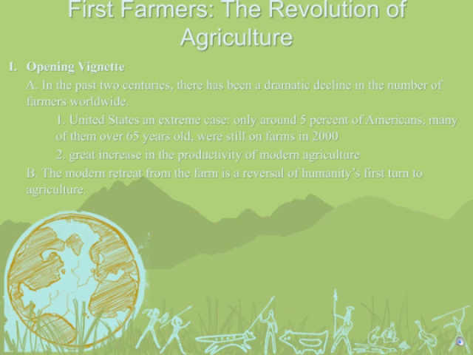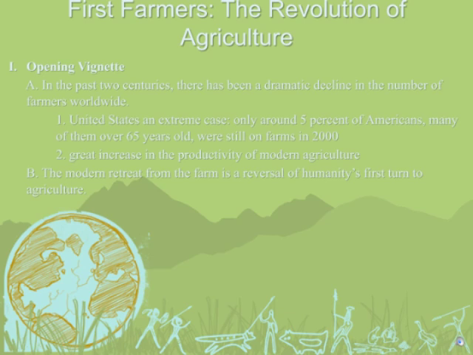All right, so in the past 2 centuries, there has been a dramatic decline in the number of farmers worldwide. The United States is an extreme case. Only around 5% of Americans, many of them over 65 years old, were still on farms in the year 2000. There's been a great increase in the productivity of modern agriculture with technology and the breeding of certain seeds together. And so the development within food production has definitely changed in this past millennia.